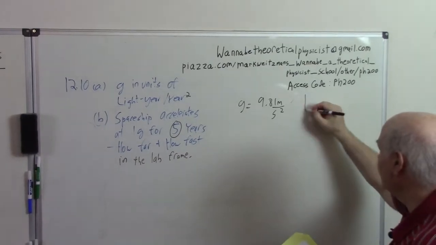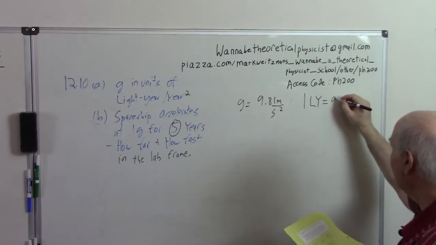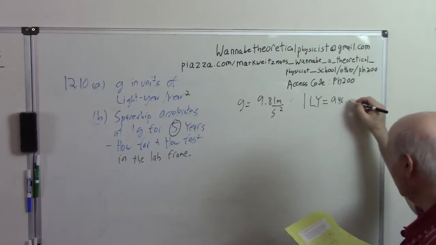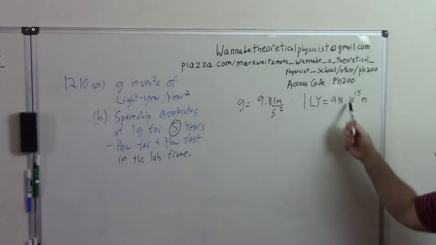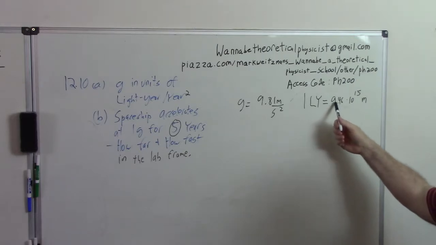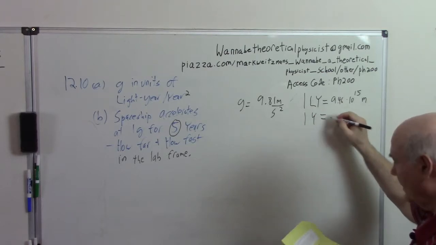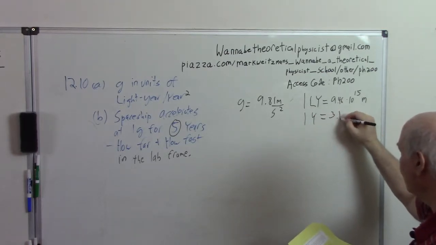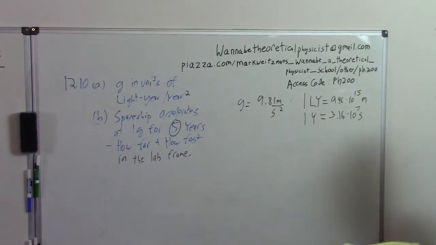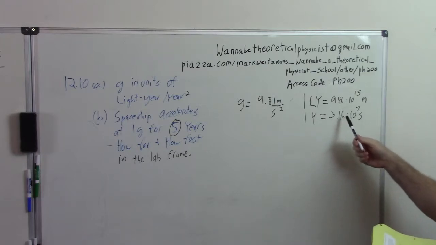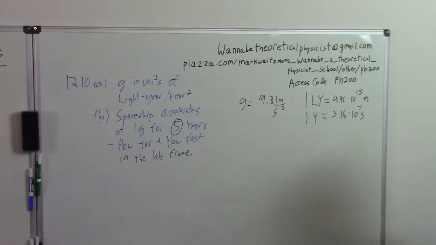And 1 light year, I'll abbreviate it by LY, is equal to 9.46 times 10 to the 15th meters. If you don't know this number, take the velocity of light and multiply it by the number of seconds in a year, which is 1 year equal to 3.16 times 10 to the 7th seconds. A lot of physicists remember this as just being pi. They write pi times 10 to the 7th seconds, but 3.16 is a little more accurate.